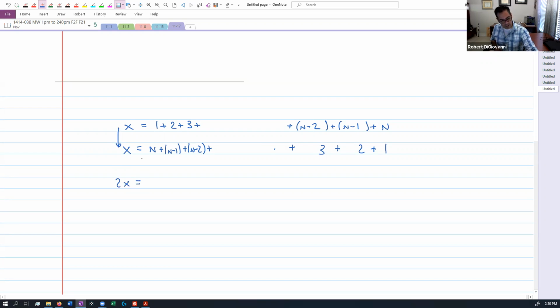2x equals, if you just add these two together, you get what? n plus 1, right? If you add now these two together, you're doing n minus 1 plus 2, right? Which is another n plus 1. And if you do these two together, that's n minus 2 plus 3, another n plus 1. All the way down the list to the very last one, right? Add those two together, n plus 1.